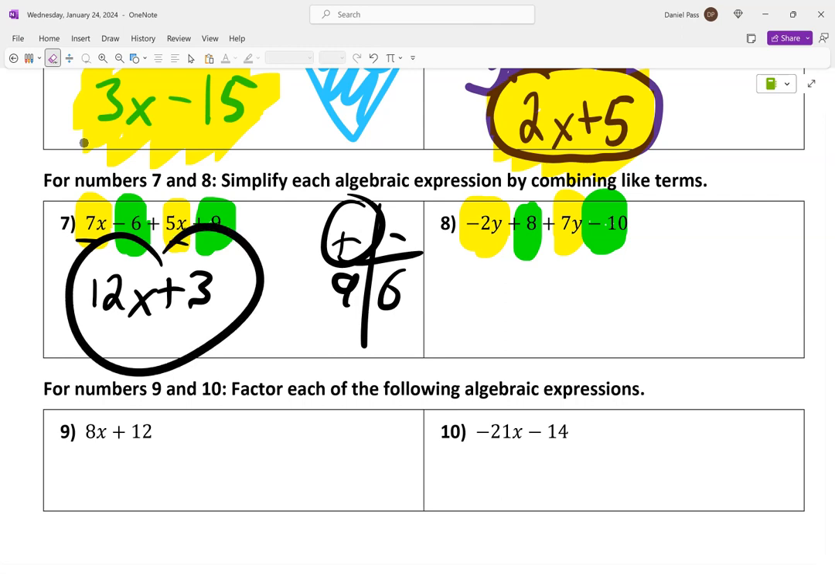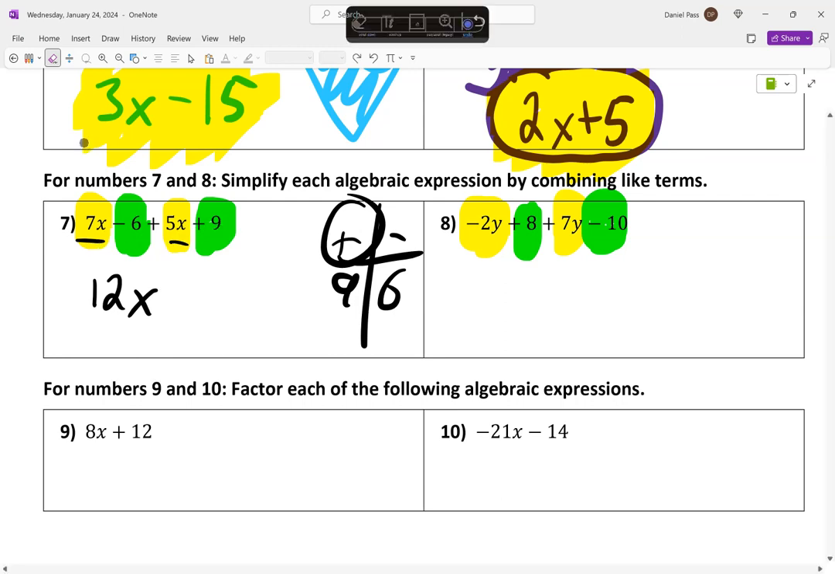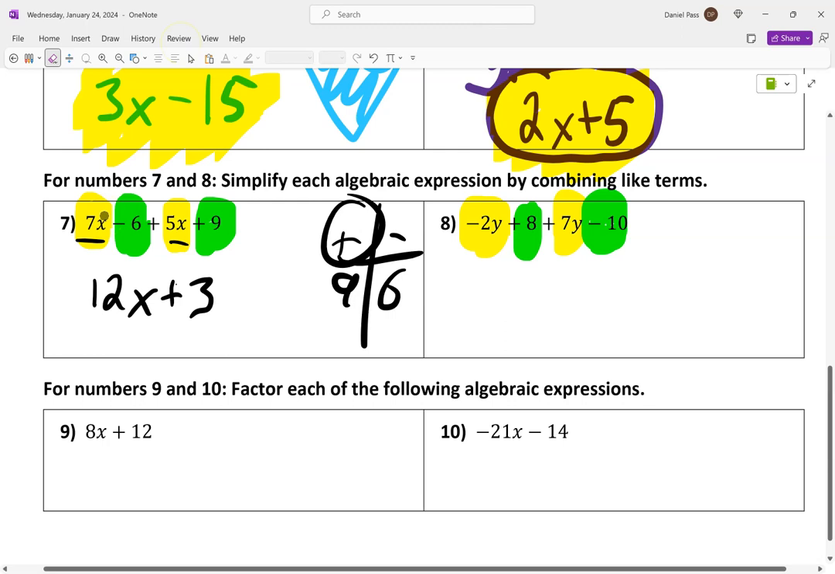Could we factor that? We could, but it did not ask us to factor it. But we could though, huh? We could divide by 3. Yeah, good. Good guys win by 3.